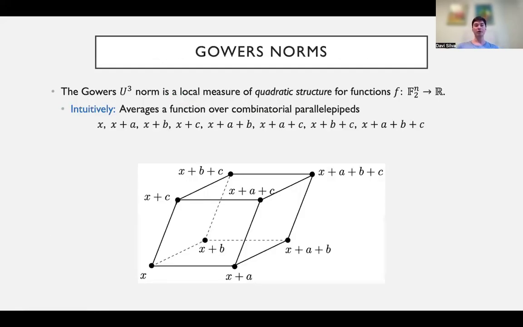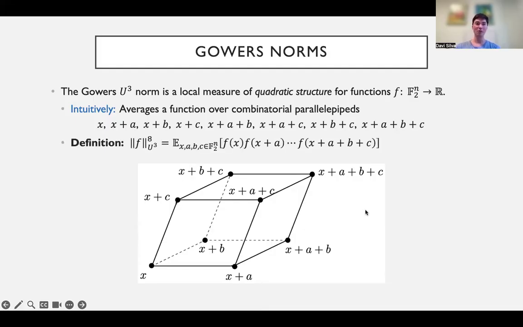Okay, so in order to talk about this, I have to define the Gowers norms. We are going to work only with the Gowers U3 norm, not the higher ones. You can think of them as a local measure of quadratic structure for functions over the binary cube. Intuitively, what it does is average a function over combinatorial parallelepipeds, where combinatorial parallelepipeds are exactly those points x plus a, x plus b, x plus c, and so on, all of those that form a parallelepiped as in this figure.